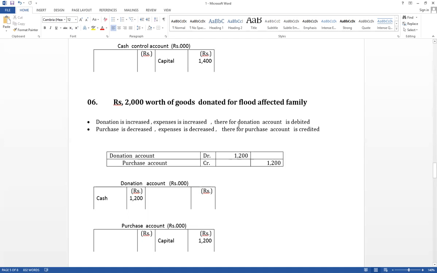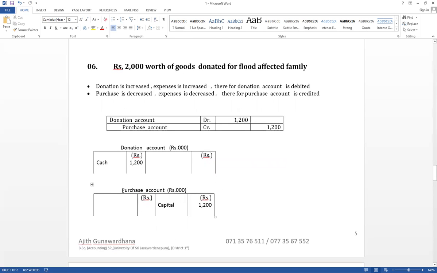Donation is expense increase and goods donation effect for purchase decrease. Therefore, donation account debit, purchase account credit. Therefore, donation account debit, description as a purchase, and purchase account credit, description as a donation. Name of other accounts.